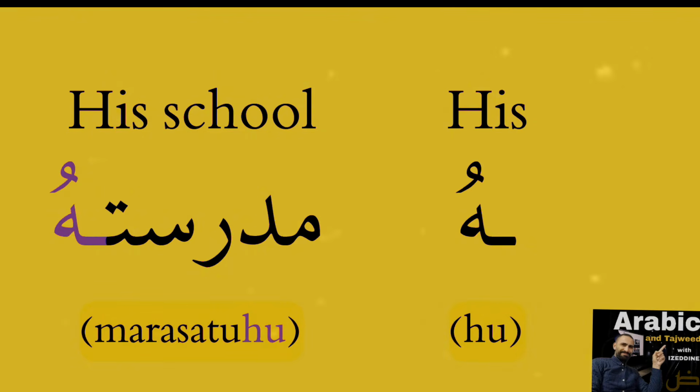Now the possessive adjectives. His school مدرسته. So his is هو. مدرسته. His school. مدرسة school. مدرسته his school. His is hu. Okay?